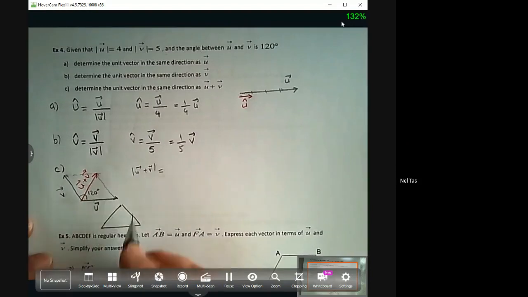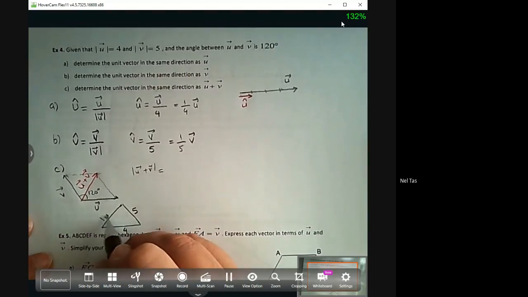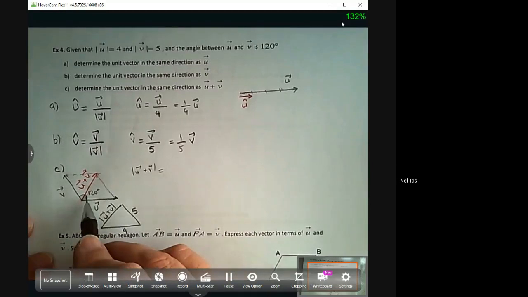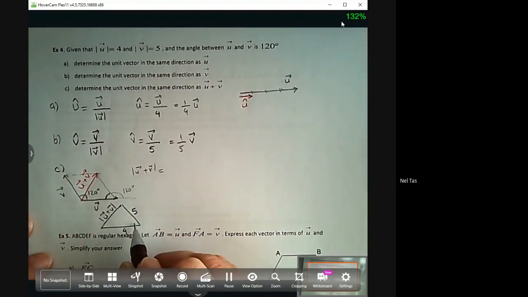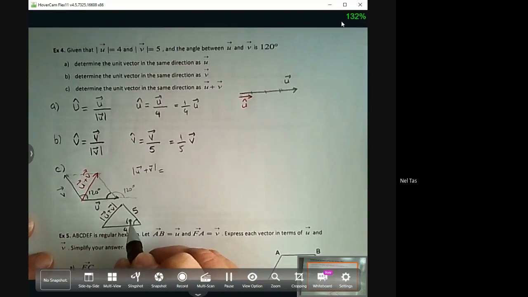So this side is magnitude of U, which is 4. This side is V, 5. So we are looking for magnitude of U plus V here. This angle is 120. So what is that angle? Again, extend this. So that is 120. So this angle must be 180 minus 120, gives you 60 degrees.